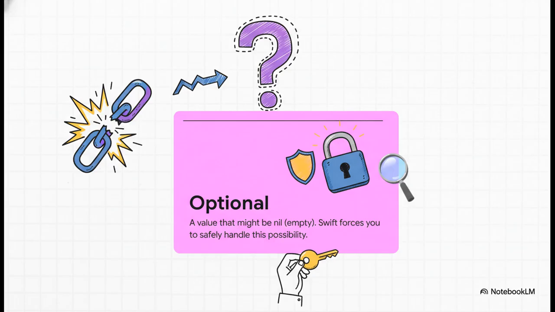At the very heart of Swift safety is this one concept, the optional. See, in the old days, the number one reason apps crashed was trying to use a piece of data that, well, just wasn't there, a null value. Swift fixes this by wrapping any value that might be empty in this optional box. It forces you, the developer, to safely check what's inside before you're even allowed to use it.